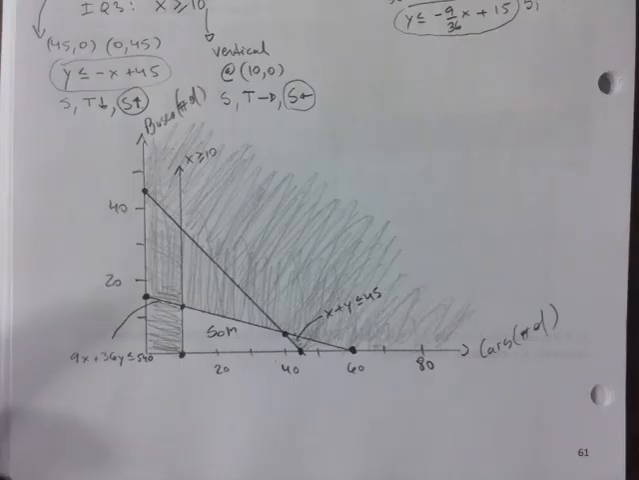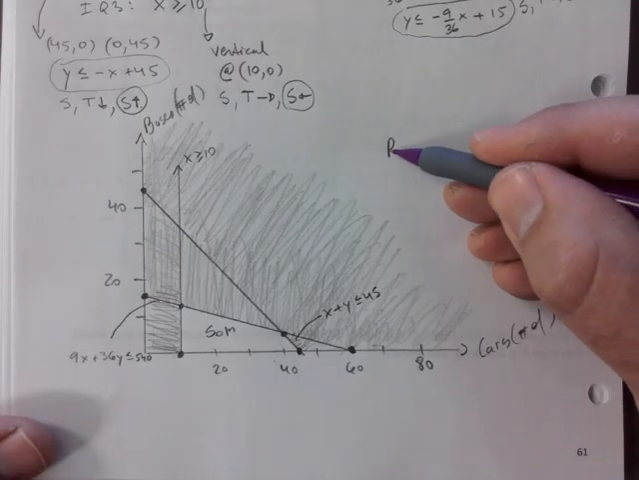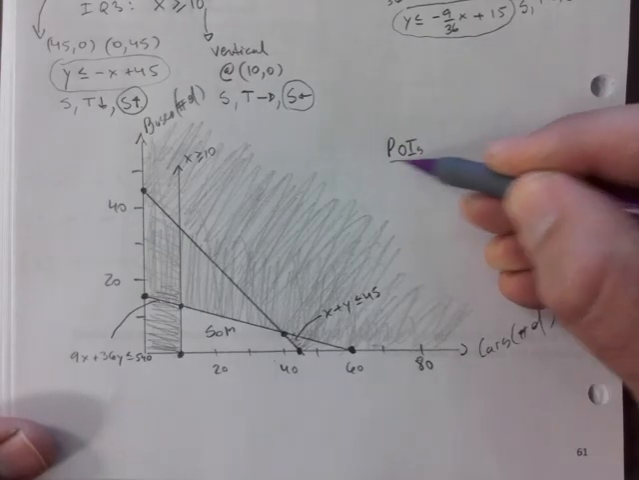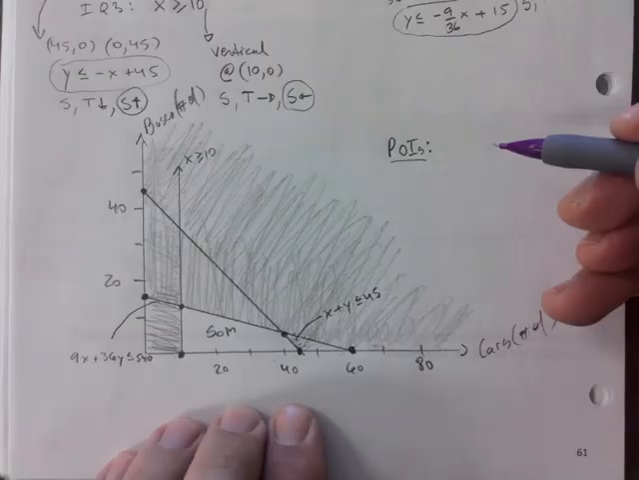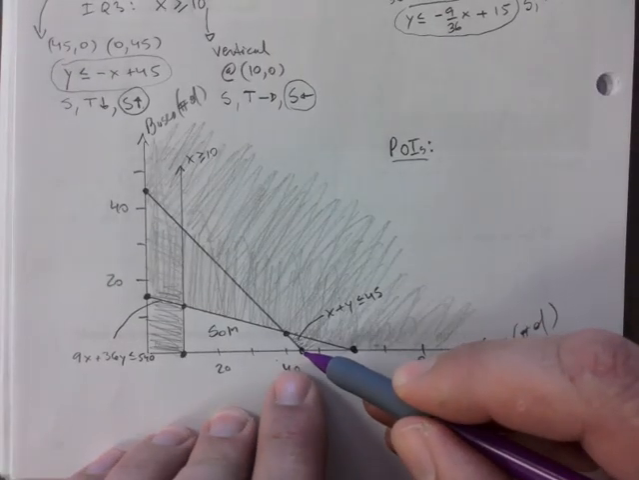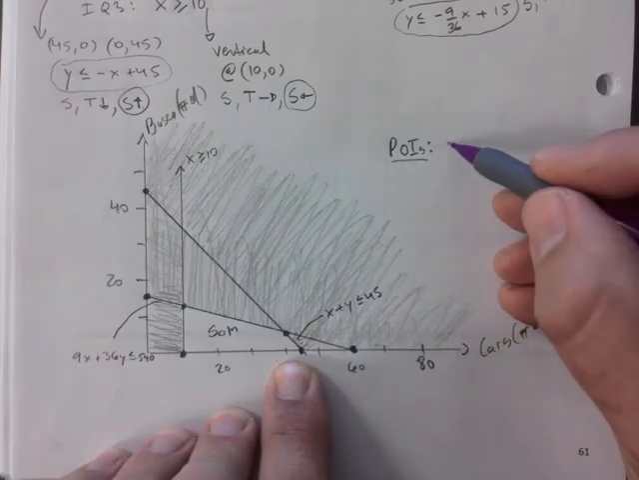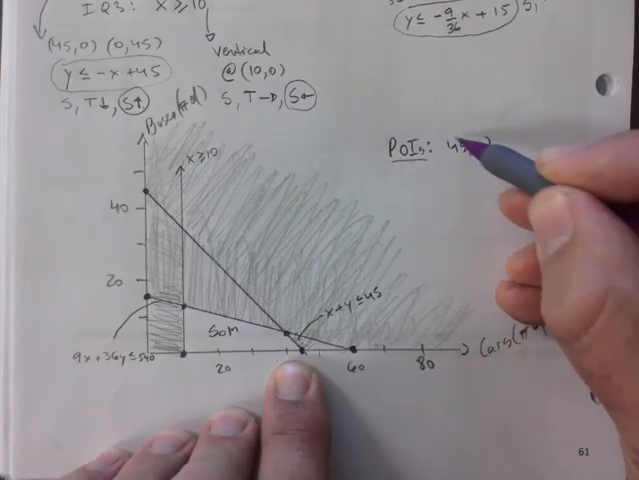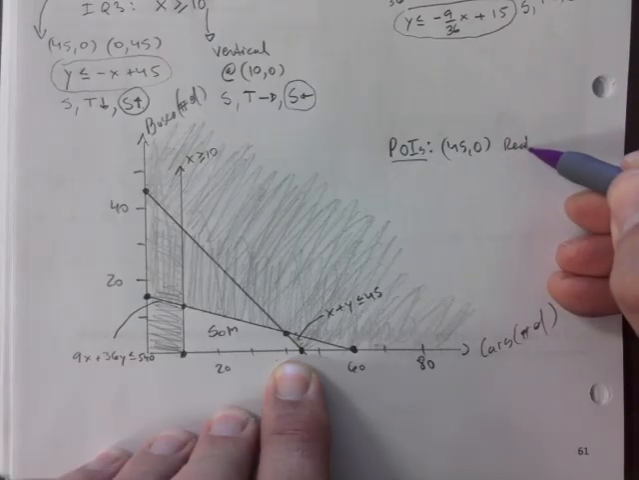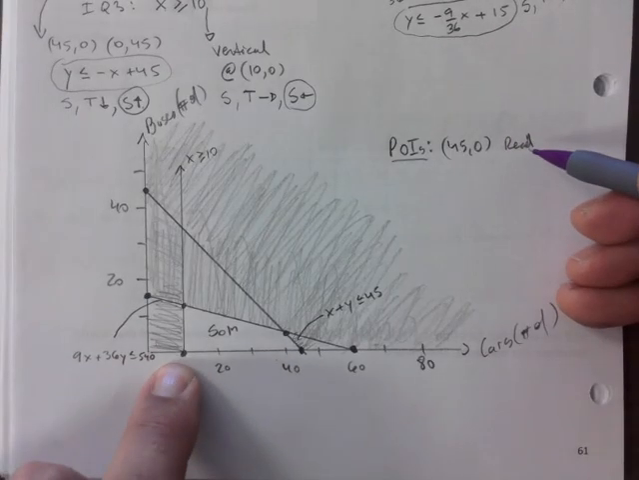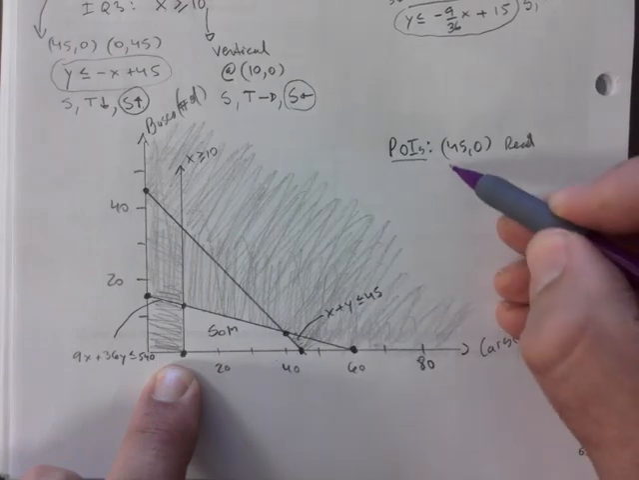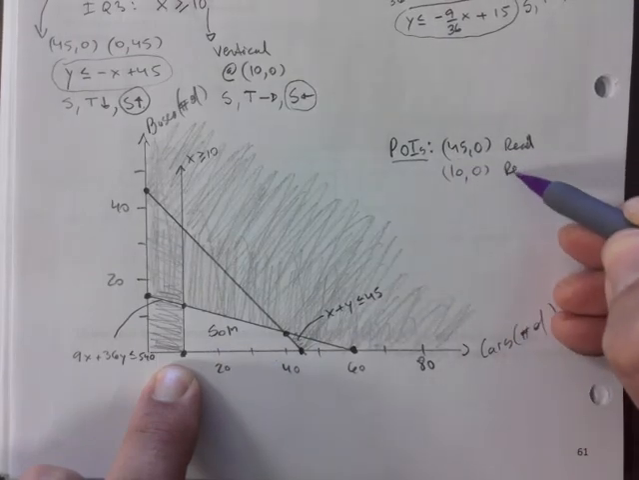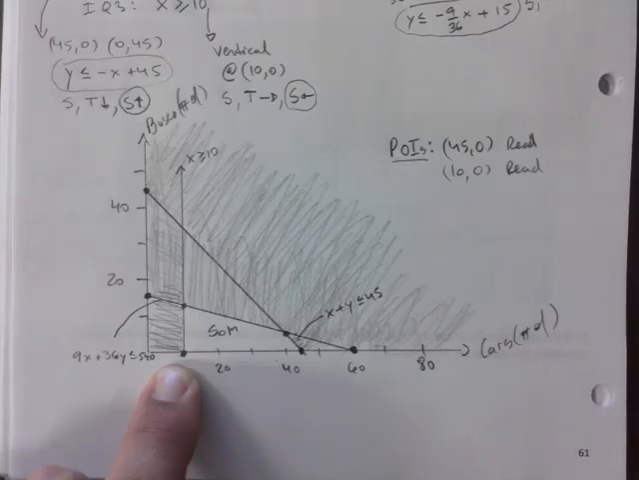Okay, so here's where you need to be smart about your POIs. I'm going to write them down right here. You can read a lot of them straight off the graph, okay? What's this one right here? We know that this one is 45, 0, right? So just read it. I'm just going to tell you that I read it off. This one over here, 10, 0, right? Don't use your calculator for those ones. It's going to take way too long.